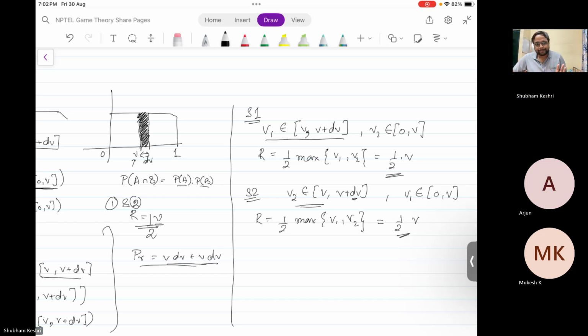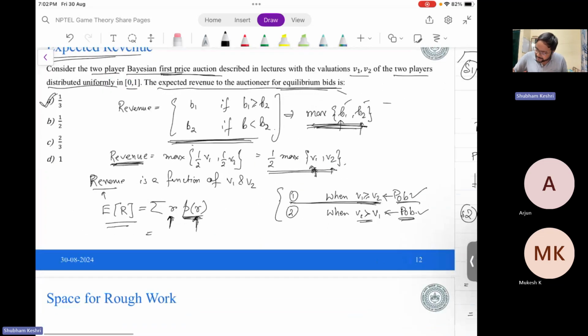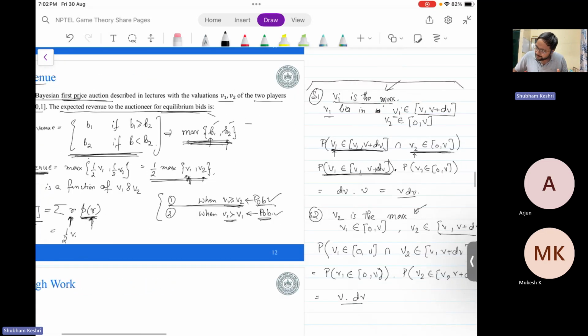Is that all right? Okay. Now we know how to calculate expectation. For scenario 1, it is half V times the probability. What is the probability of scenario 1? It is VDV. Plus half V for scenario 2, and the probability is VDV. So you see in the lecture, it was added, VDV plus VDV. Over here also it is getting added. You see half V times 2 VDV, and therefore that 2 VDV was coming.